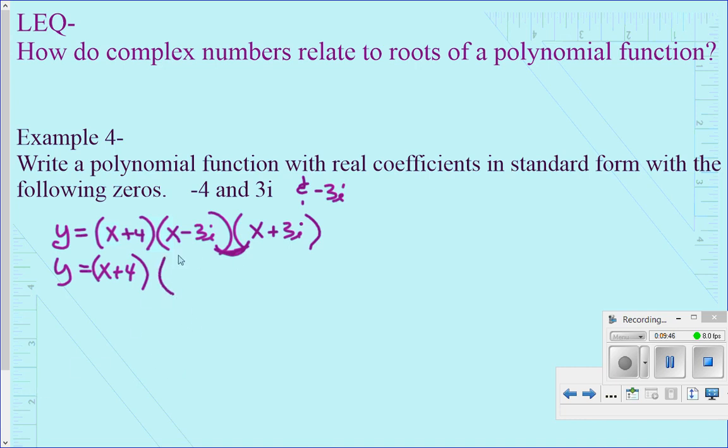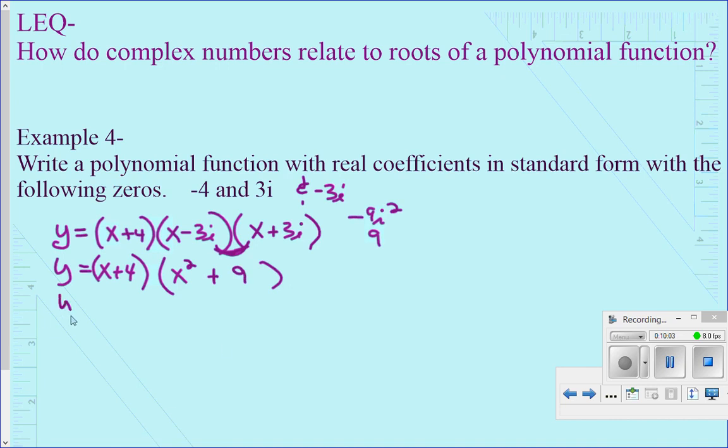So when I do first times first, I'm getting x squared. Last times last, I'm getting -9i squared. But of course, I can simplify -9i squared to -9 times -1, which is +9. So I'm going to write plus 9.